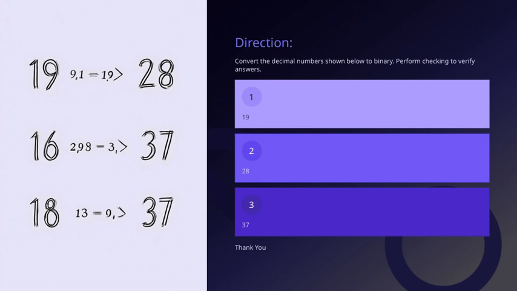As you perform these conversions, it's essential to verify your answers. Double-check by converting back to decimal to ensure accuracy. This step helps reinforce your understanding of binary numbers and their relationship to decimal values. Remember, mastering these conversions is fundamental because binary is the language computers understand best. It connects directly to how data is stored, processed, and transmitted in digital systems. So, take your time, check your work, and see how these numbers translate seamlessly between decimal and binary.